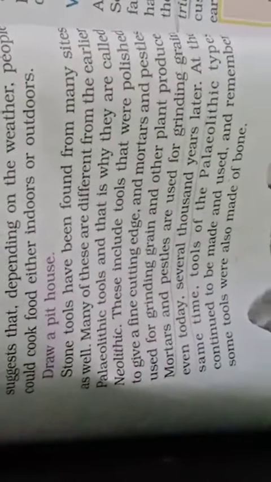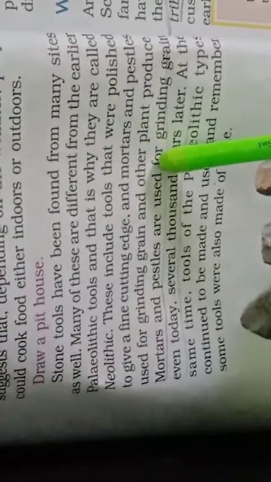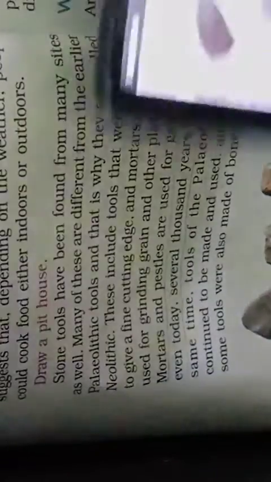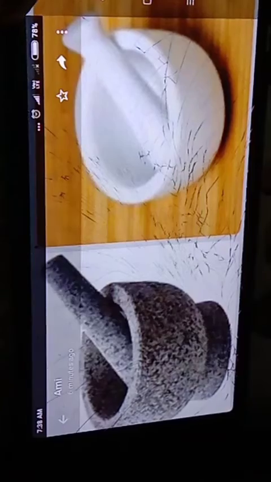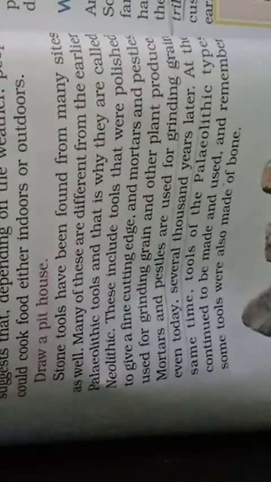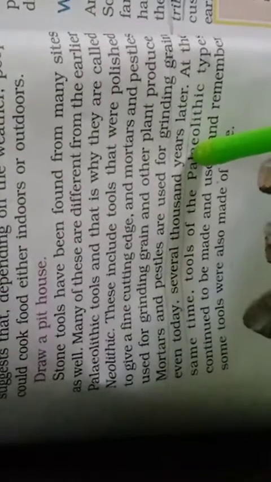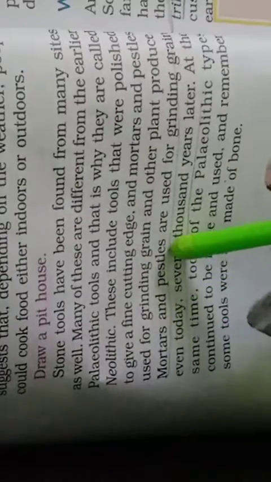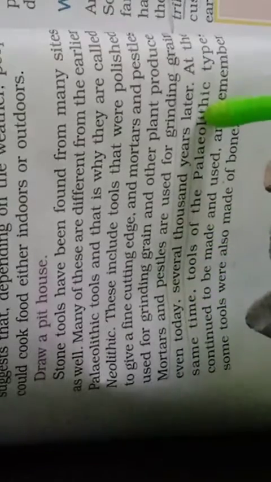And it is said that mortars and pestles were used for grinding grain. What do you mean by that? I will show you the picture of mortars and pestles. You can understand by seeing this. This is the picture of mortars and pestles. These were used by early humans also. Even now we are using this, isn't it? So mortars and pestles are used for grinding grain even today, several thousand years later.